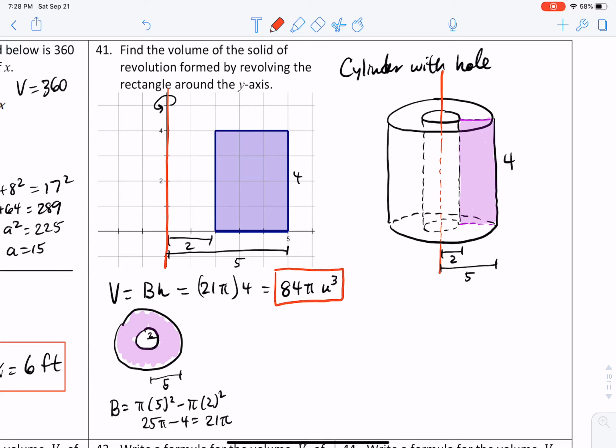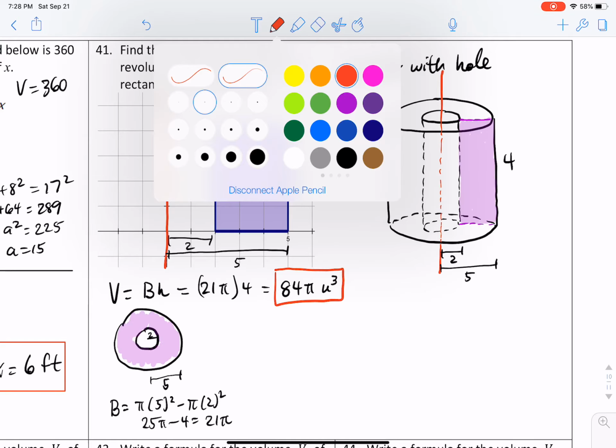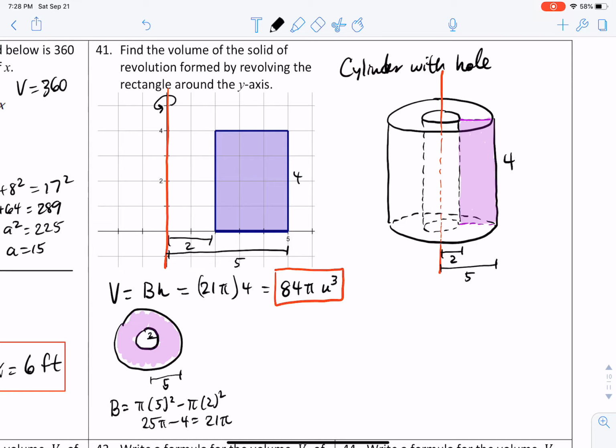Now, let's say that we didn't do it quite like that. Let's say we did it as, hey, it's a cylinder with a hole, so I'm going to find the volume of, let's maybe divide this up a little bit. Maybe I go, the volume is equal to the big cylinder minus the small cylinder. And we should get the same exact answer here.